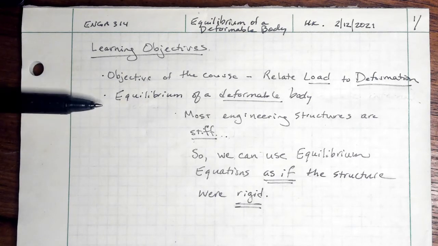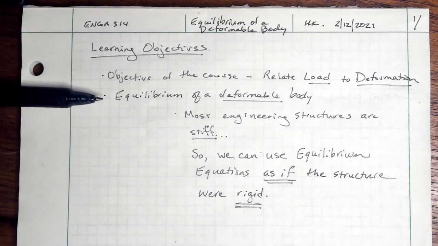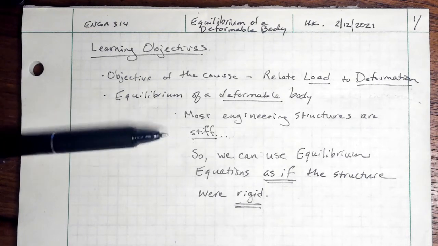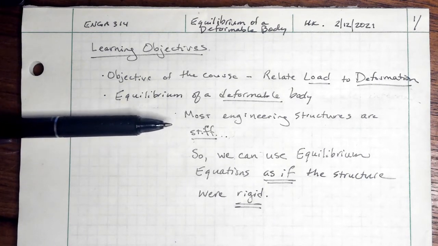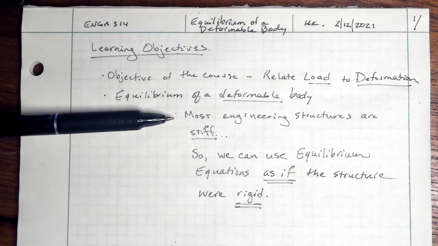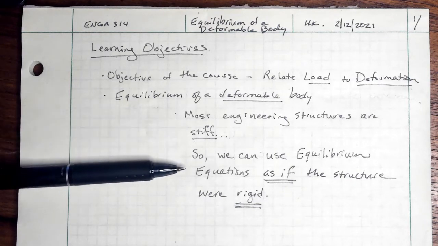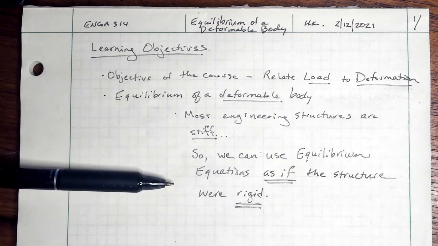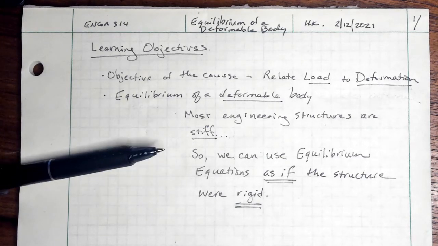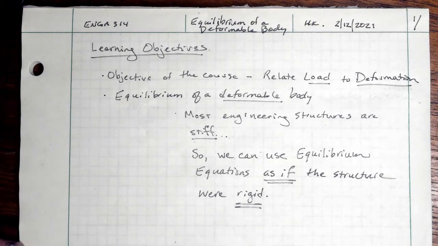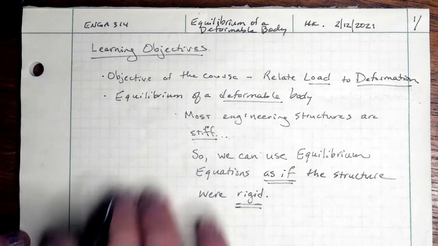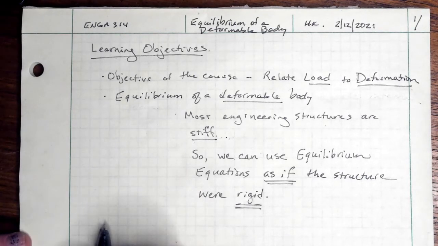So far you've done rigid bodies and you have determined the statics of the whole, or equilibrium of the whole. And now we're going to start looking at deformable bodies that are not rigid. Most engineering structures are relatively stiff, all right? And because of that, we can make an assumption that they are rigid and use the equilibrium equations as if the structure were rigid. So our methods don't change very much at this point.